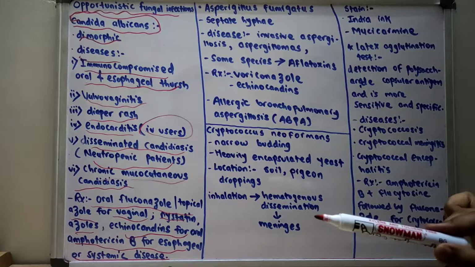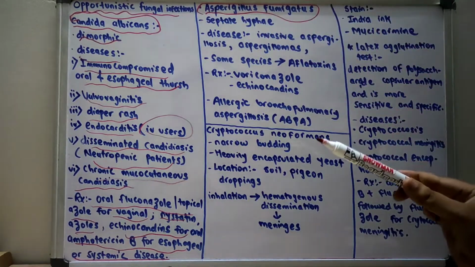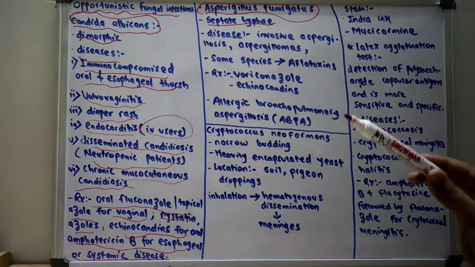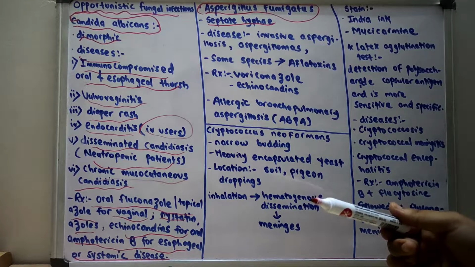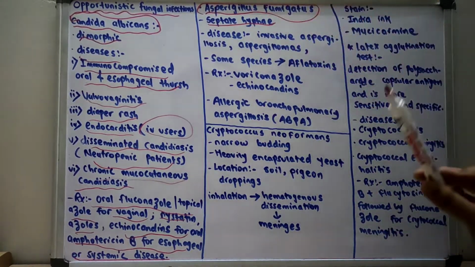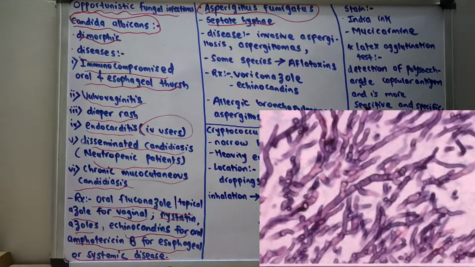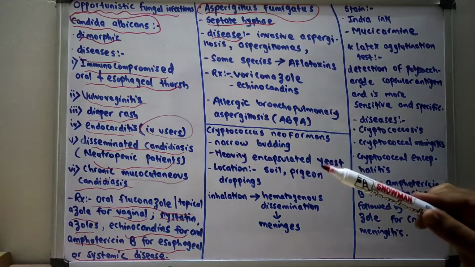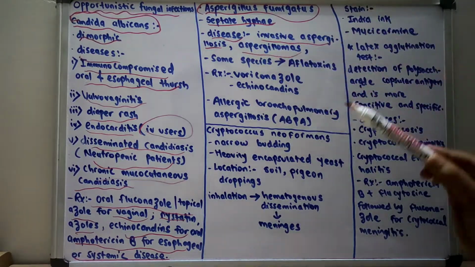Now let us talk about Aspergillus fumigatus. Aspergillus fumigatus shows septate hyphae, and it especially branches at 45 degrees, which is an acute angle. You can also see in this picture the septate hyphae branching at 45 degrees. It forms an acute angle. The various diseases caused by Aspergillus fumigatus are invasive aspergillosis and aspergillomas.